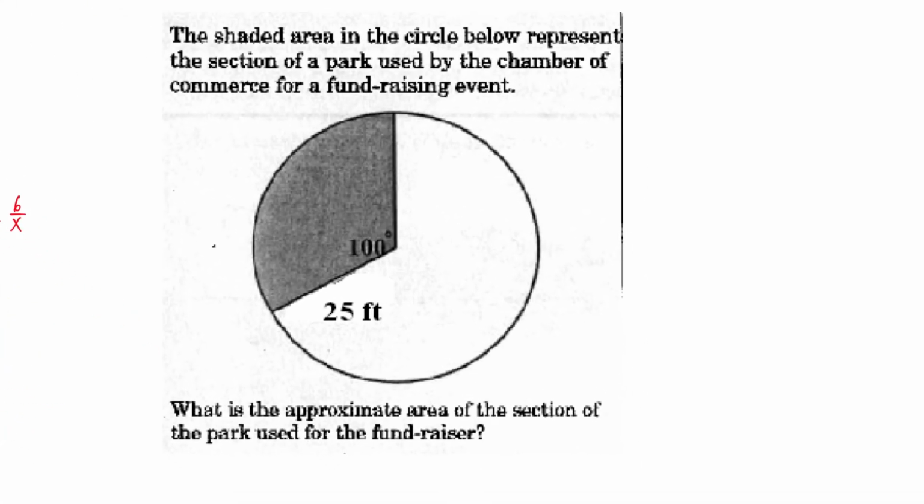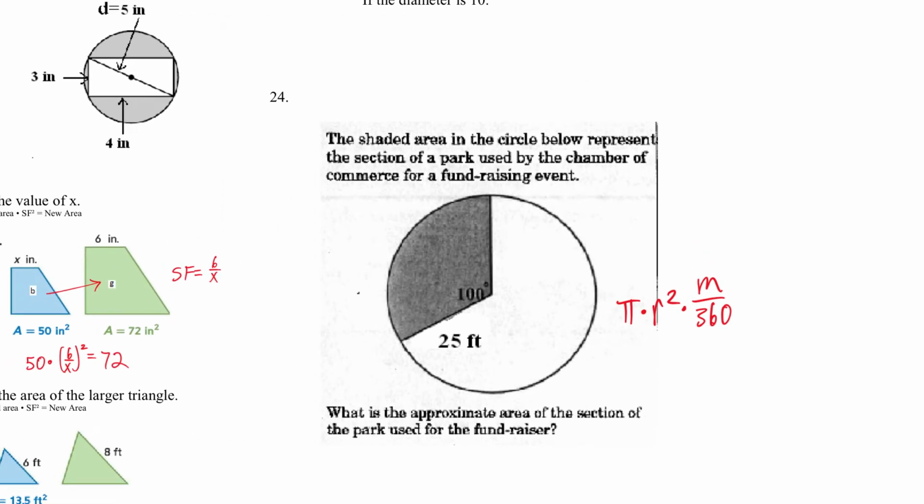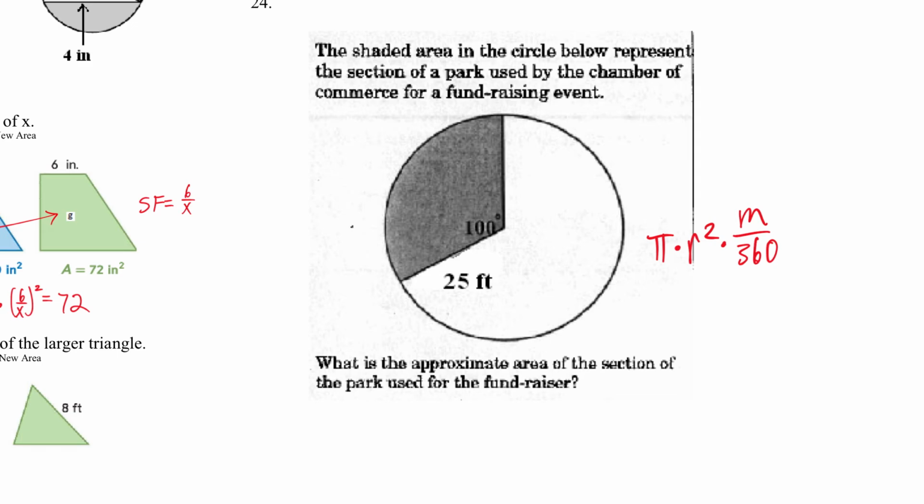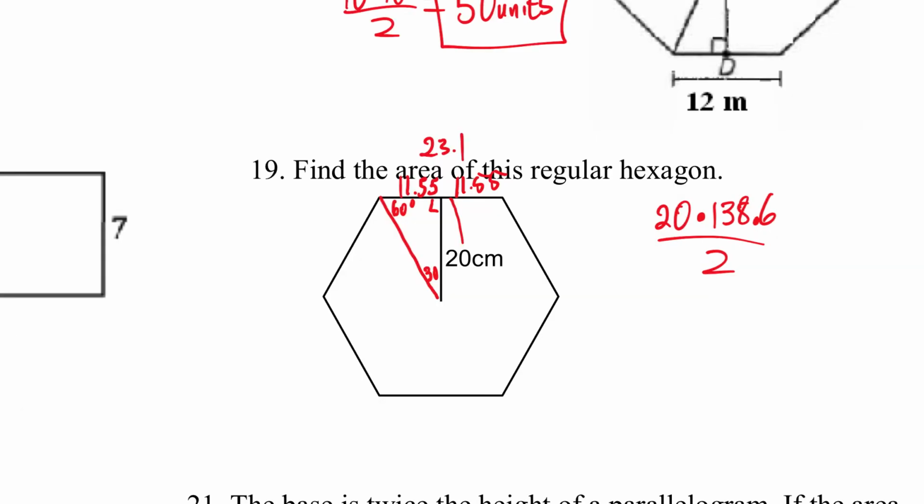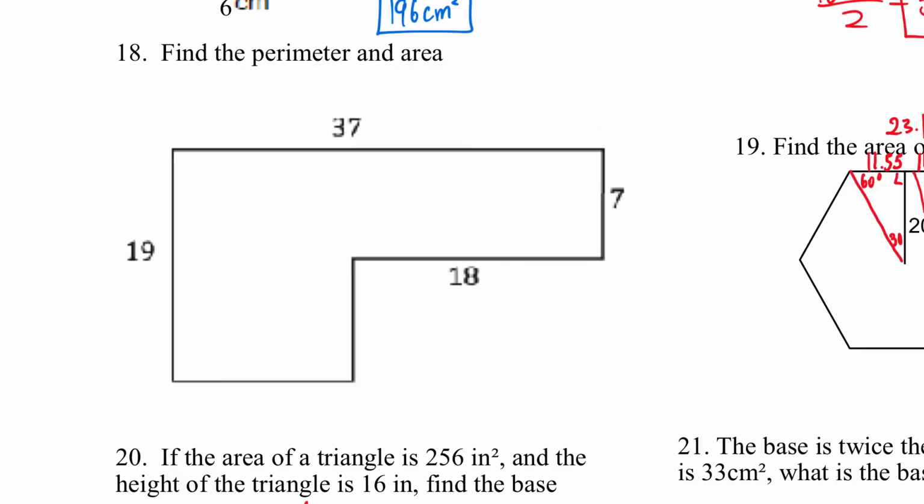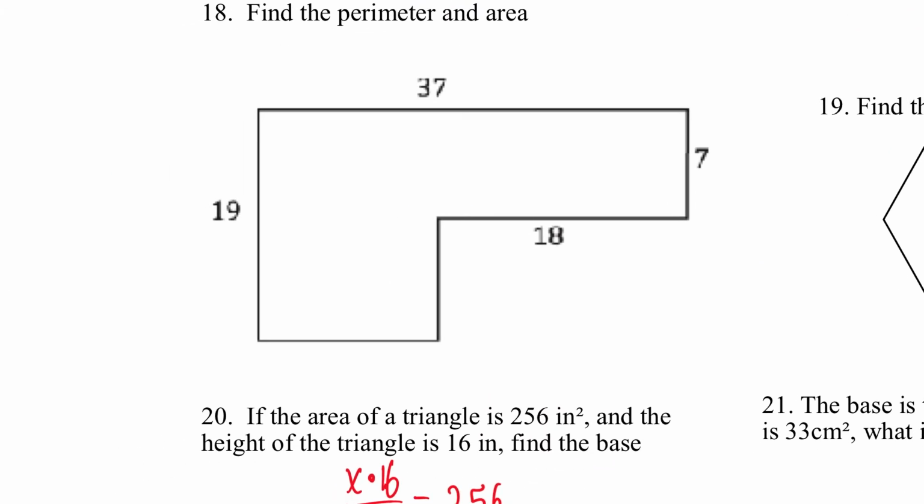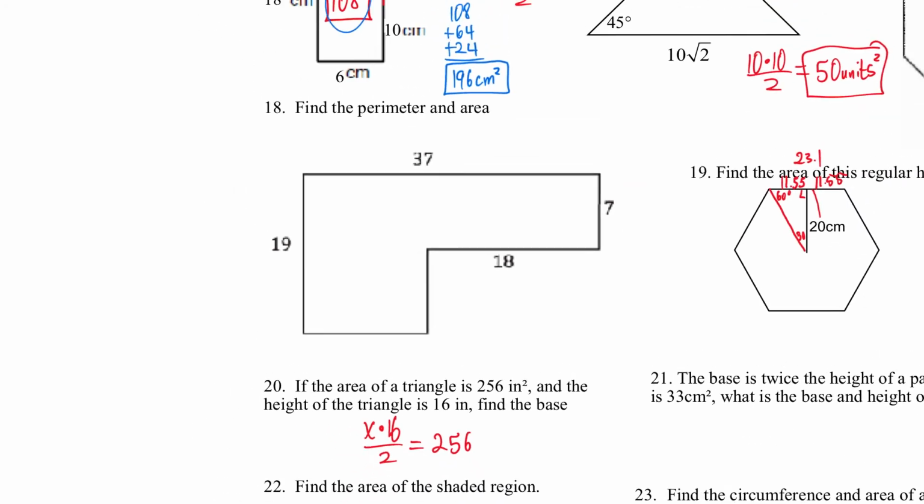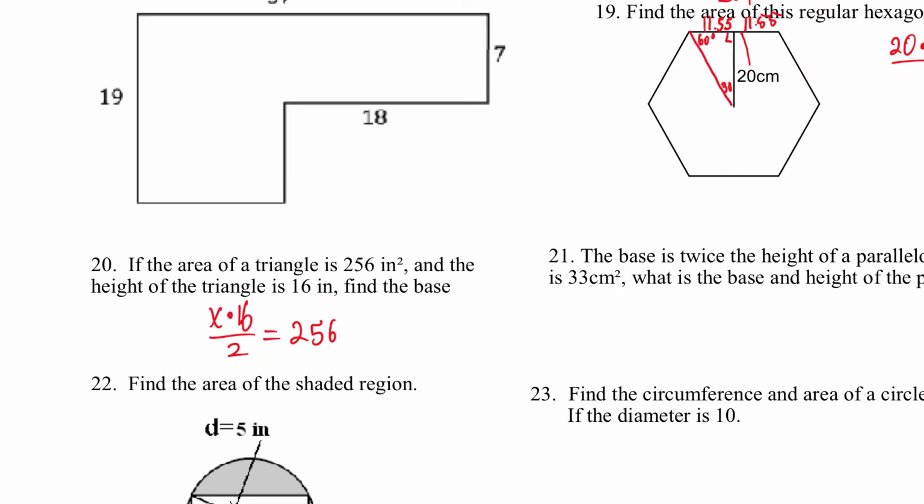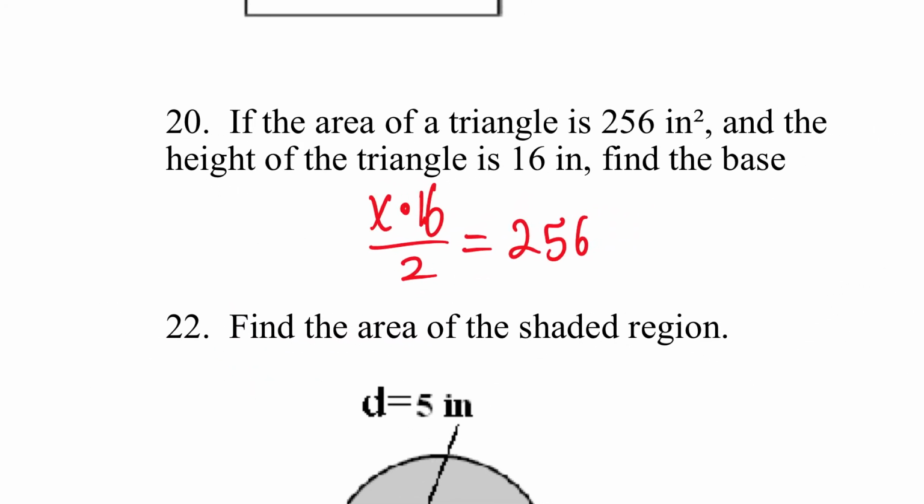Okay, on number 24, to find the area of the sector, the formula is pi r squared times m over 360. Okay, we already did that one. Should be good there. All right, on this one, actually, we've already done one like that. We're good there. So let's go ahead and look at number 20 here real quick.